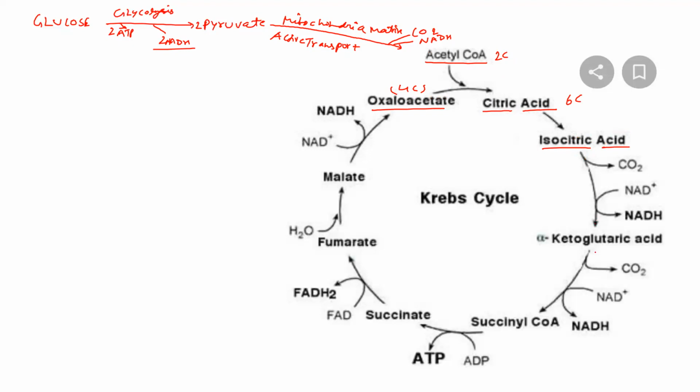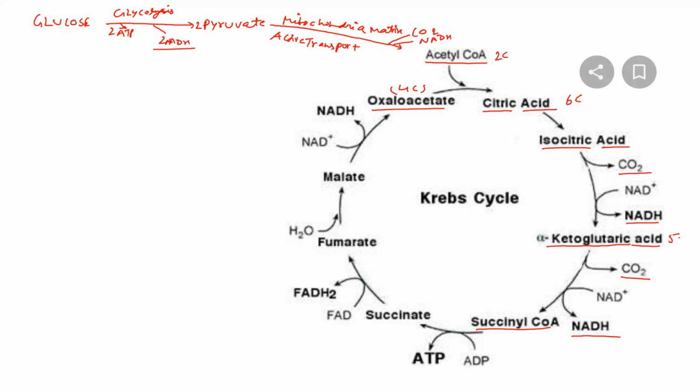Then isocitric acid undergoes decarboxylation. It releases one CO2 and NAD converts into NADH and forms alpha ketoglutaric acid. Then this alpha ketoglutaric acid also releases one CO2 and converts NAD into NADH and forms succinyl coenzyme A. So here the decarboxylation takes place continuously in two steps. Okay, isocitric acid converts into alpha ketoglutaric acid and CO2 is released.